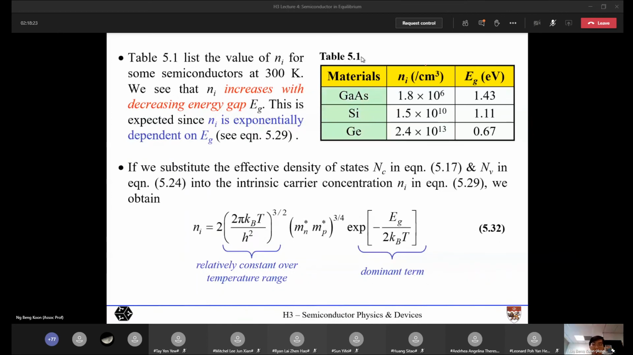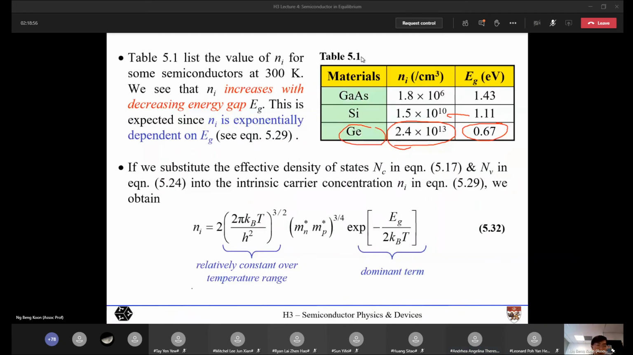And conversely, if you look at a narrower band gap semiconductor like germanium, okay, germanium has a band gap of 0.67 or 0.66, depends on which reference you look at. Notice that the intrinsic carrier concentration is significantly larger, 10 to the power 13. So this is how the intrinsic carrier concentration varies between different semiconductor materials.